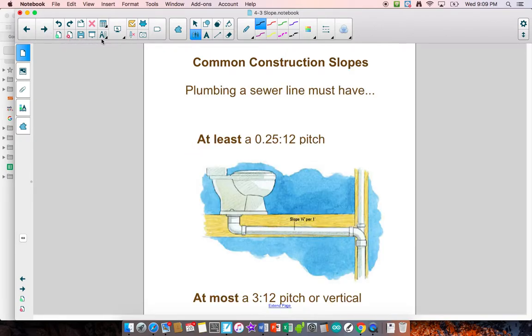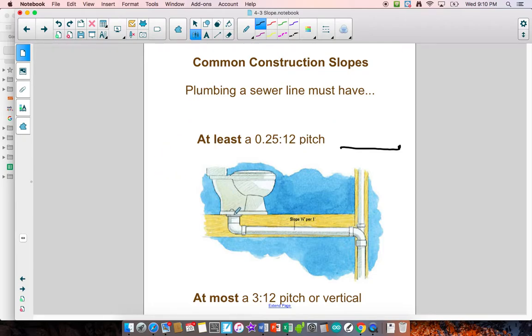The other time you might see this in construction is plumbing in a sewer line. It is required that your plumbing cannot be any shallower; the most gradual a plumbing pipe can be is 1/4 inch per foot. So every foot that you run, you can only go up or down 1/4 inch. That's the minimum, which means you can make it steeper, but you can't make it steeper than 3/12 unless you're going completely vertical. I'm not sure exactly why that is, but 3/12 is the steepest it can go, and then to vertical.